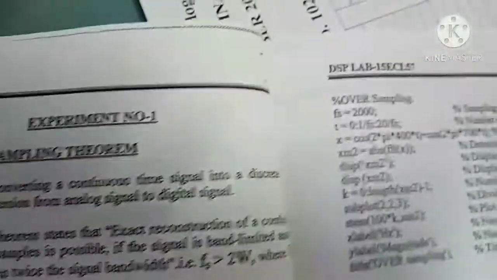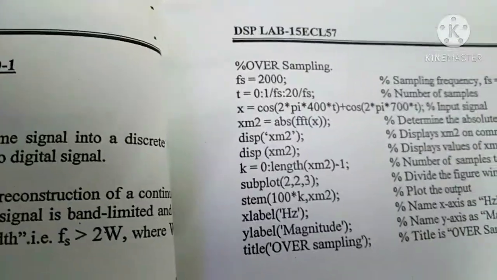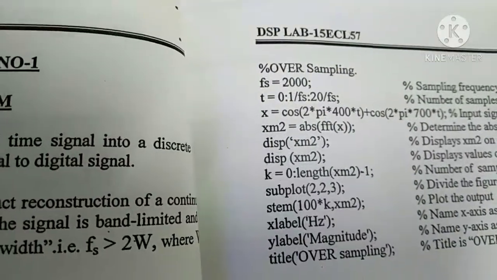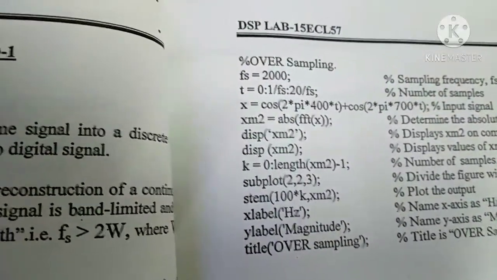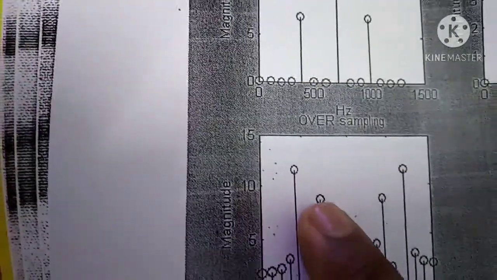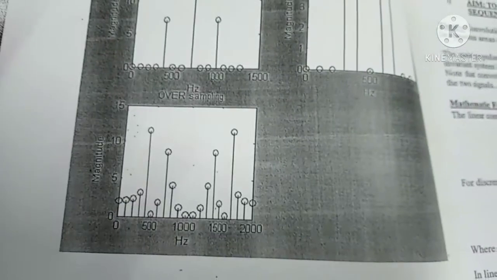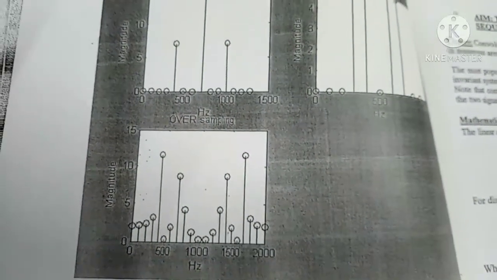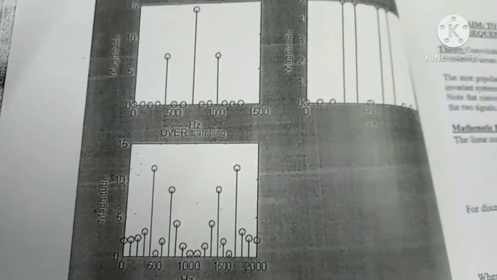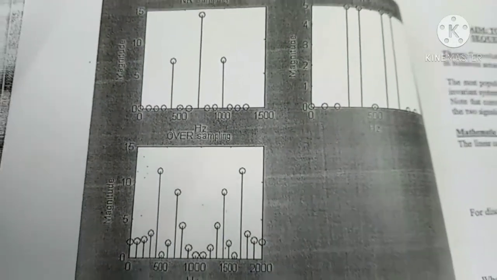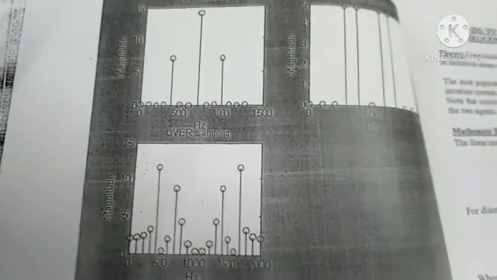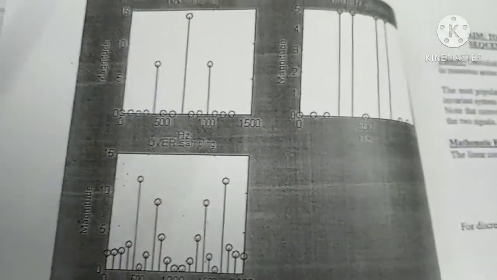Next we are going for oversampling. In oversampling, we are sampling the signal at greater than 2 times the maximum frequency. Then once again at 400 we will get a pulse, and at 700 we will get a pulse. From this we can tell that if we sample the signal at 2 times the maximum frequency or more, then we get a faithful response, meaning we can recover the signal. Otherwise we cannot recover the signal because of the distortion present.